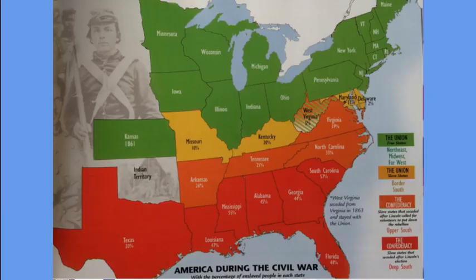This is a map of what it looks like in the United States at the beginning of the war. Okay, you have your border states, you have your southern states in red, you've got your Union states in green. There's also percentages on there of how many enslaved people were in each state.